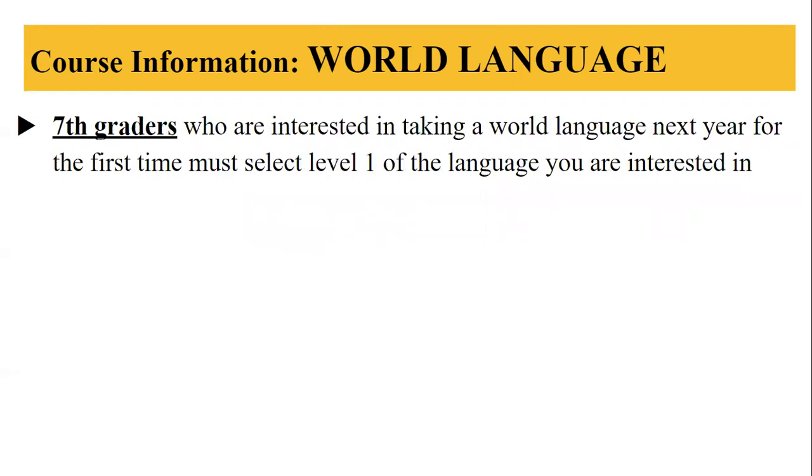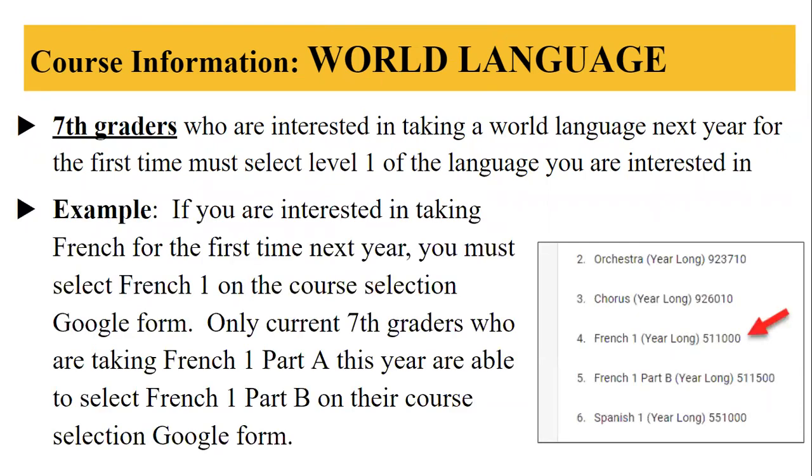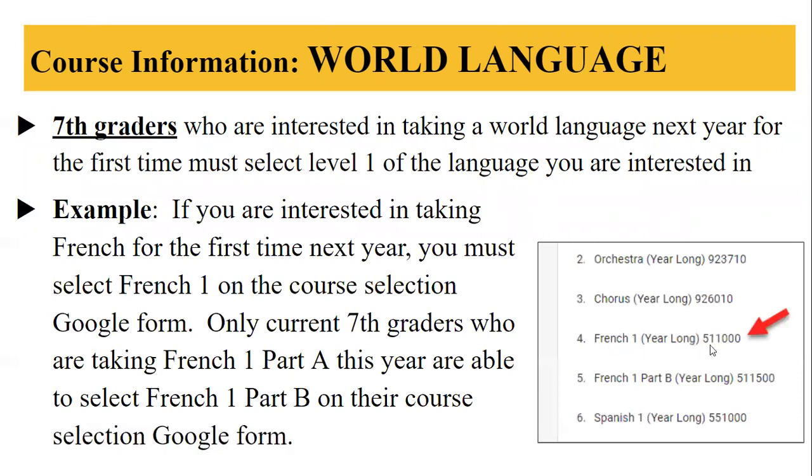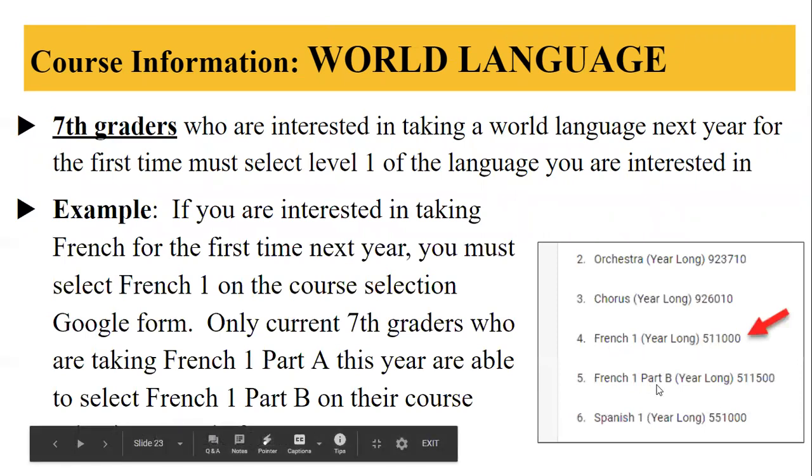7th graders who are interested in taking a world language next year for the first time must select the level 1 of the language you're interested in. For example, if you're interested in taking French for the first time next year, you must select French 1. Only current 7th graders who are taking French 1 Part A this year can select French 1 Part B on their course selection form. So if you look over here, if you have not taken French 1 Part A, then you have to choose French 1. You cannot choose Part B.